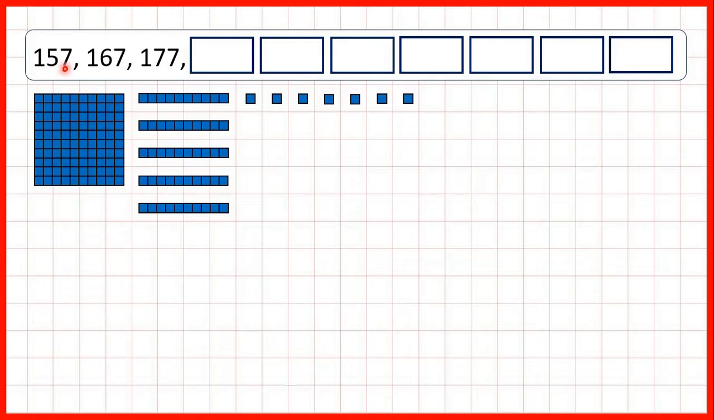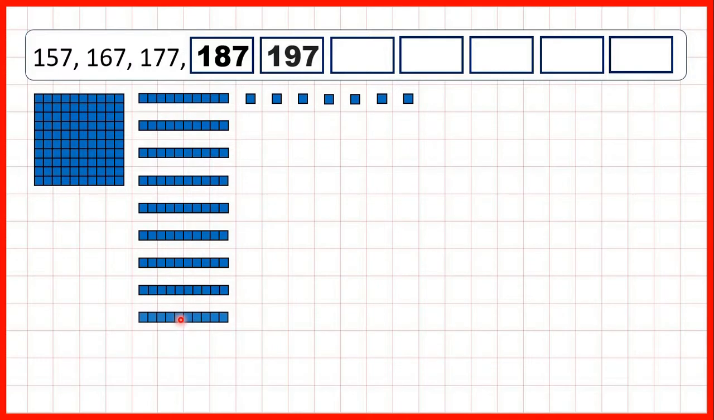Now we need to count on in tens from a 3-digit number. So here we start with 157. So that's 100, 5 tens and 7 ones. Because we're counting in tens, we're adding 1 ten each time. So if we add another 10, that gives us 167, 177, 187, 197. But then if we add another 10, that gives us 207.